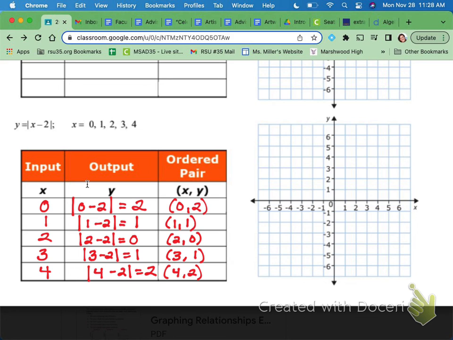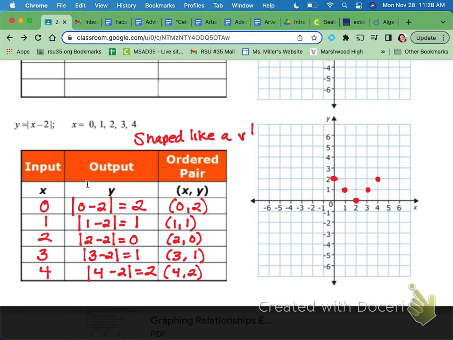So we just generated 5 ordered pairs that we're now going to plot. 0, 2 means I'm just going to go straight up to 2 on the y-axis. 1, 1: right 1, up 1. 2, 0: just to the right 2. 3, 1: right 3, up 1. And then 4, 2: right 4, up 2. What's your pattern? This one's definitely a V. So shaped like a V.